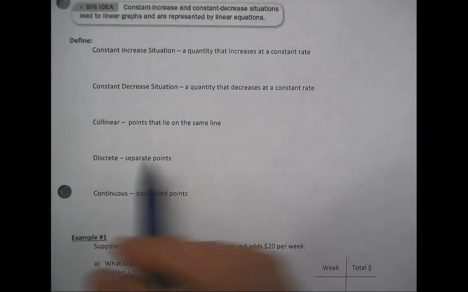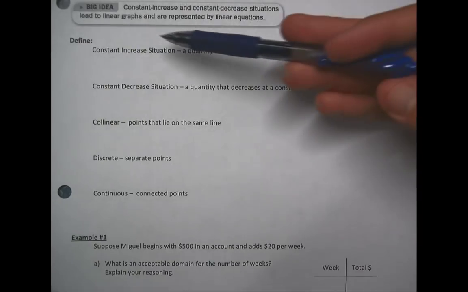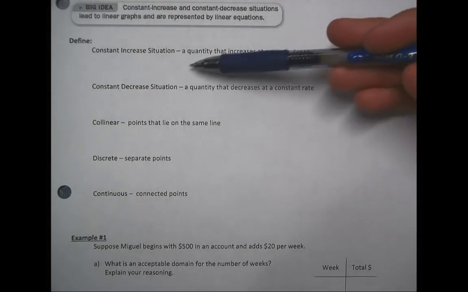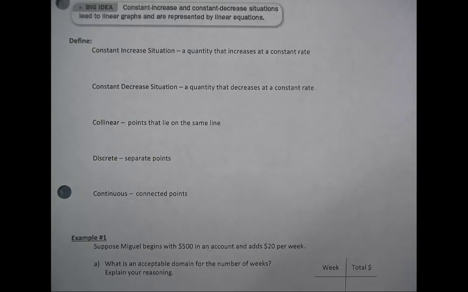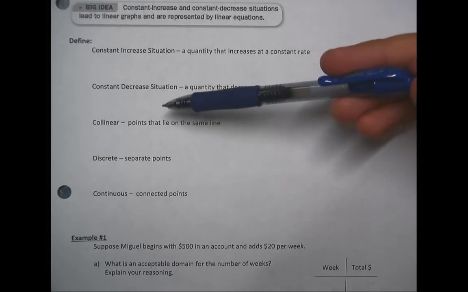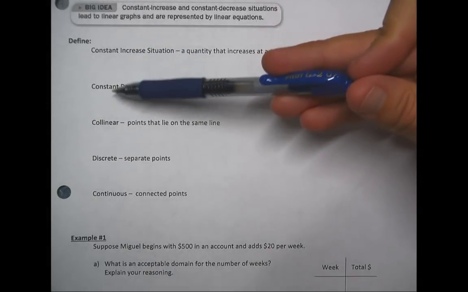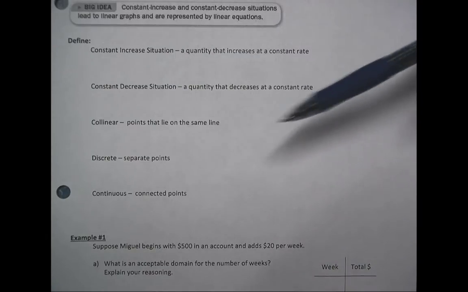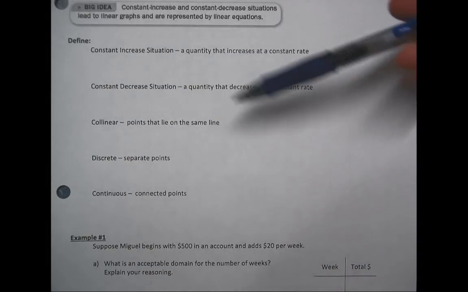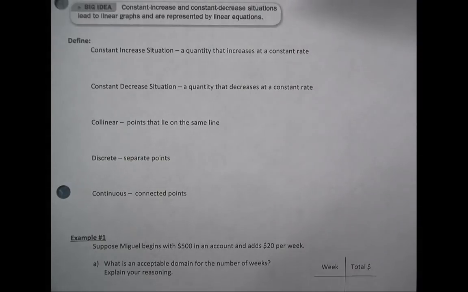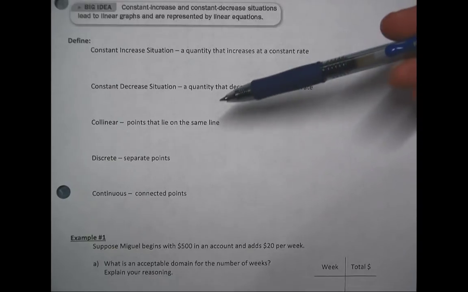So a couple definitions to go over in this section. A constant increase situation, pretty straightforward, is when a quantity increases at a constant rate. And a decrease situation is going to decrease at a constant rate. Now the specific part of this that's important is the constant part. So that's going to form a straight line if it's consistently going up at the same rate or going down at the same rate. There's other situations where it may increase, but exponentially, much faster, not consistently. So that's not going to form a straight line.